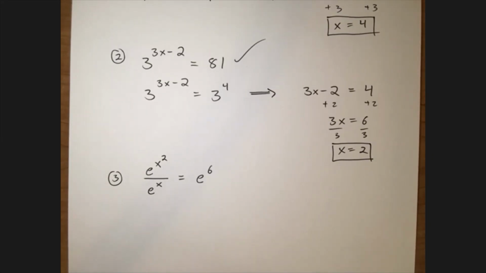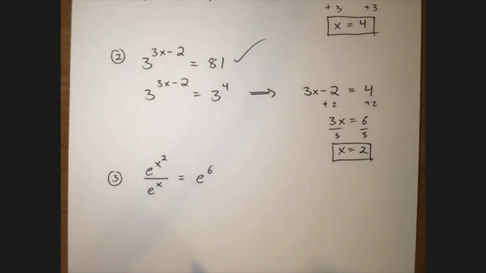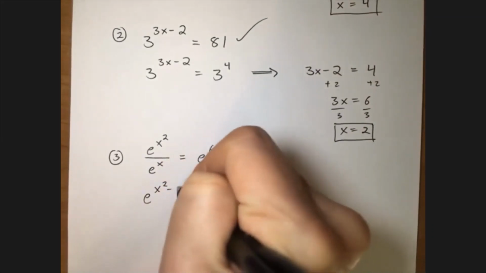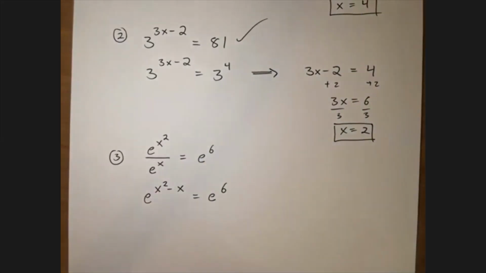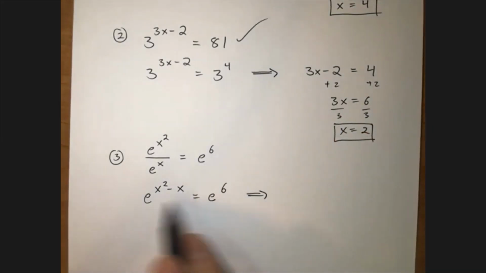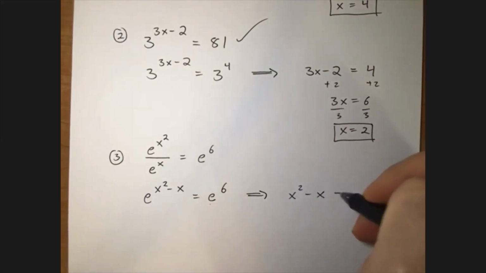What can we do here? Well, we need to get it in that form that we can use the one-to-one property. So I need to have a single e to the something over here. Well, I can do that because properties of exponents tell me that when I divide, I subtract the exponents. So the first thing I'll do is use that. This is the same as e to the x squared minus x. Okay, and what can I do next? Well, now I can use the one-to-one property because if these two things are equal, the exponents must have been equal. So x squared minus x must equal 6.